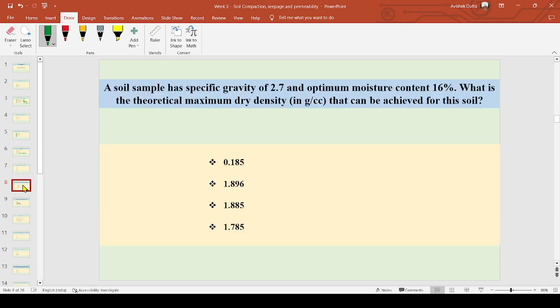Okay. Next question. A soil sample has a specific gravity of 2.7 and optimum moisture content of 16 percent. What is the theoretical maximum dry density in gram per cc that can be achieved for the soil? Have you solved this? Has anyone solved this question?